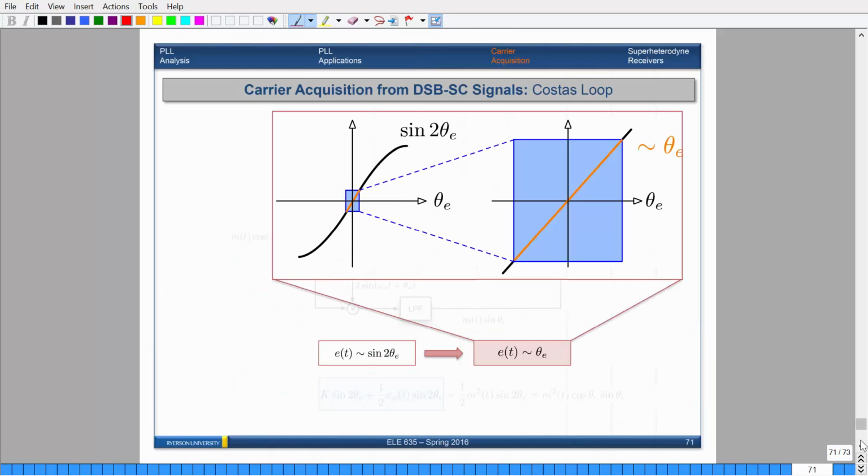Okay, so what's the point of this? If it's very small, it's just directly proportional to the phase itself. So this is assuming that the error is very small.